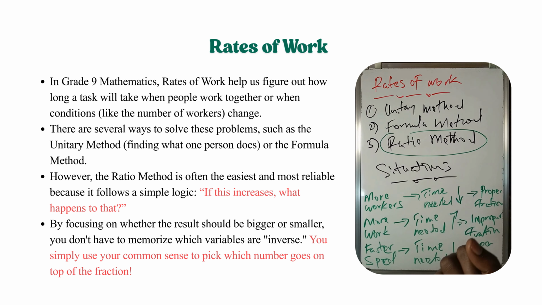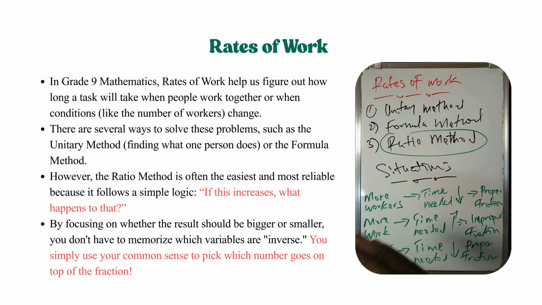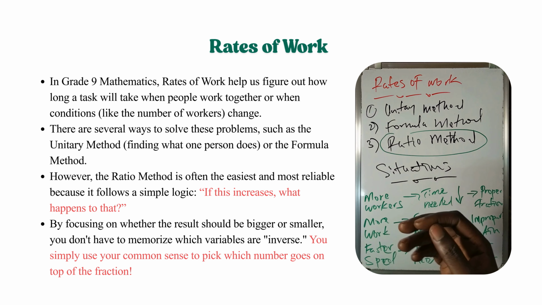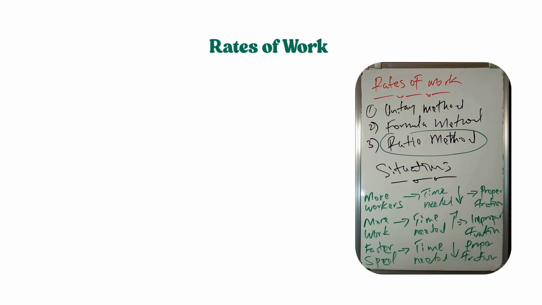So I think that makes sense. It makes more sense than a unitary method, and more sense than using a formula. The ratio method is the best because it's the easiest. It just requires you to use common sense, to think a little bit, and you know how to calculate rates of work. We'll look at some examples to see how we use decreasing and increasing ratios to find the rates of work.